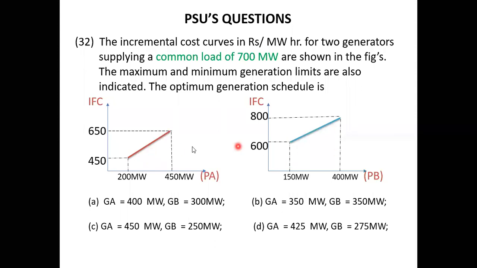generator B. If the incremental fuel cost is less, then automatically the corresponding generator will take more power. If the incremental fuel cost is more, the corresponding generator will take less power. A simple logic. Okay, understood, everybody? So the answer is C only. A equals 450 megawatt and B equals 250 megawatt.